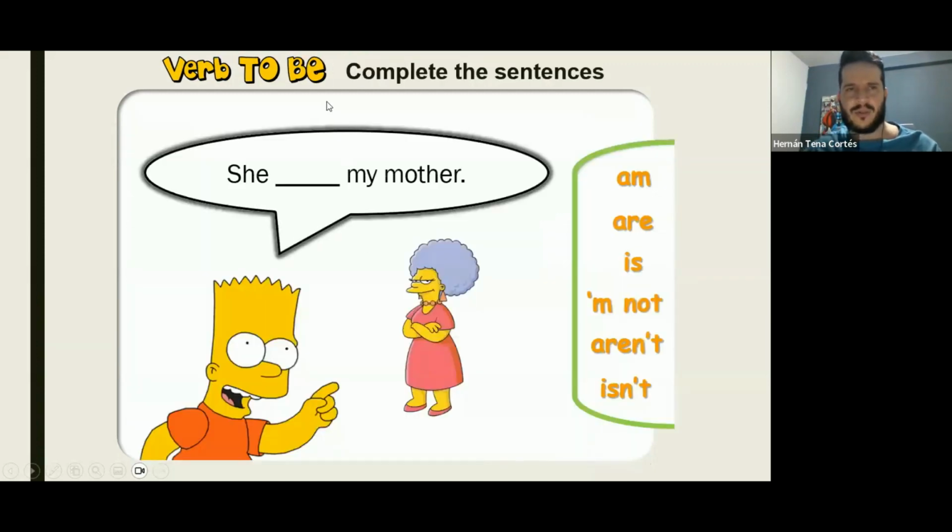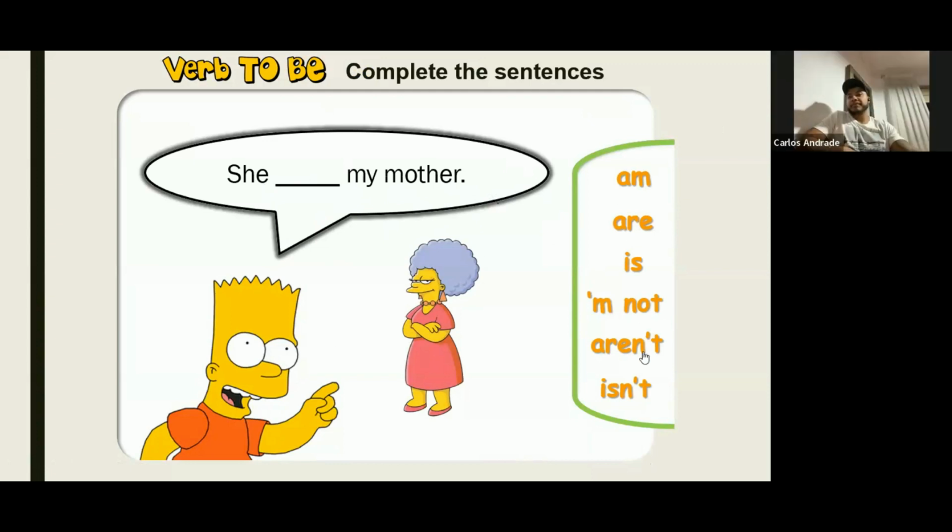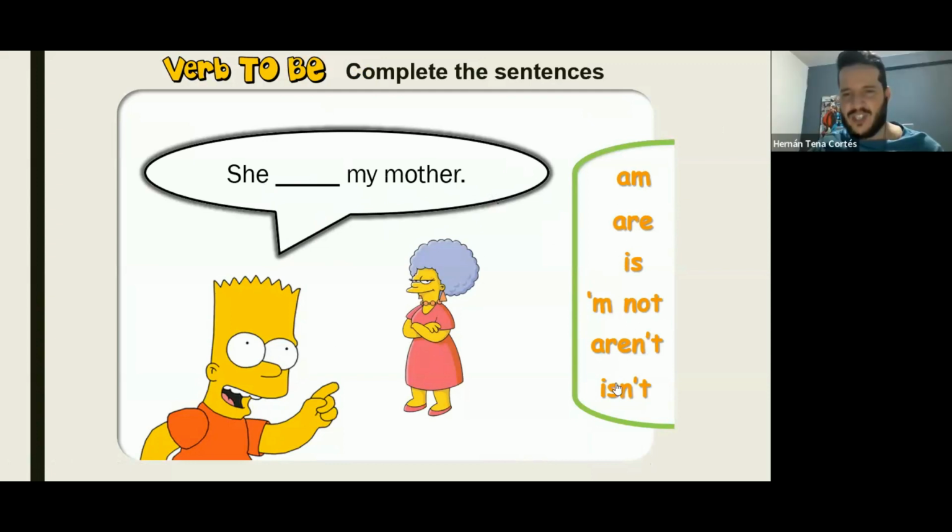Vamos a practicar juntos y voy a empezar de nuevo con Carlos Andrade. Carlos Andrade no me deja morir nunca. Carlos is going to help me here with this sentence. She, my mother. Ahora, Carlos, no sé si también conoce los Simpsons, pero trate de acordarse de las fotos que acabamos de ver y usted me dirá si ella es o no es la madre de Bart. ¿Cuál verbo utilizamos? Right, she isn't my mother. Correct. Very good, Carlos. Thank you very much.